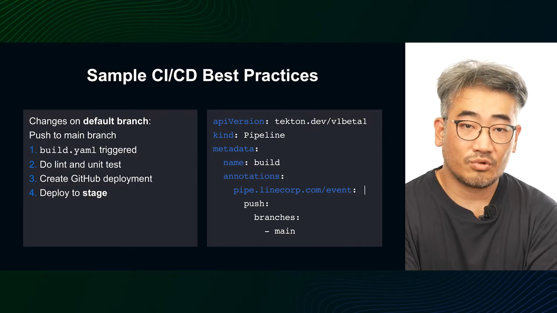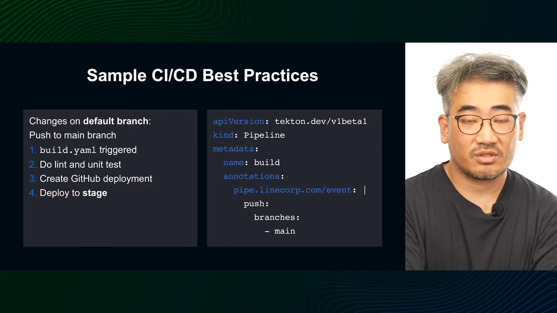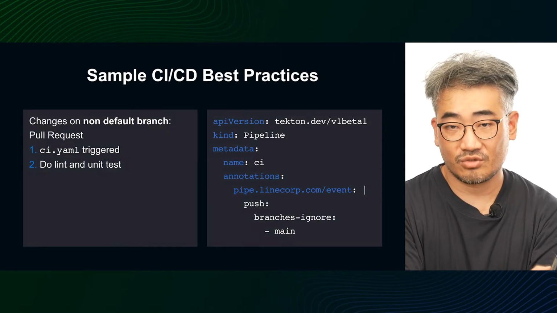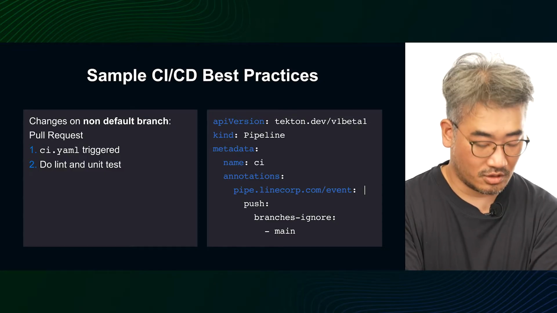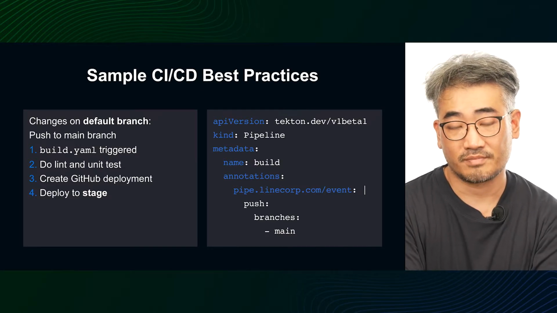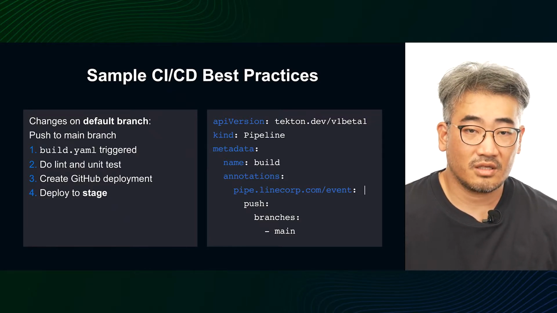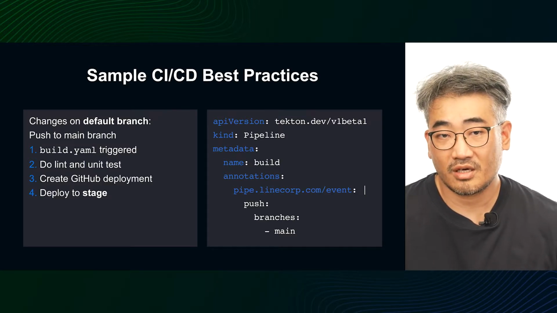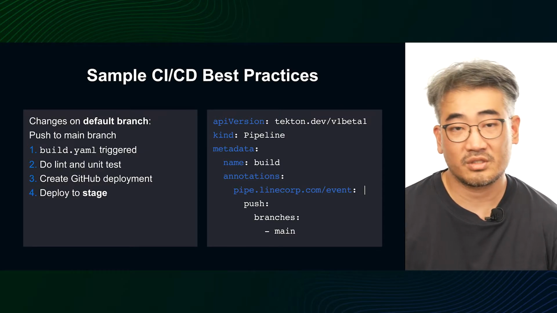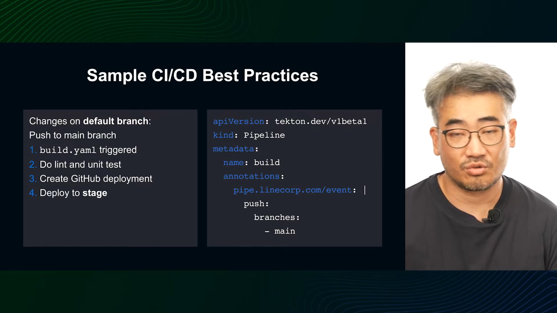Secondly, if there's a change on default branch, you need to do lint and unit test, and you also need to create deployment, and you also have to deploy to stage. So it's different than the first one. So it's not branches ignore, but it's just branches. So it means that there is a change in the main branch and it does the 4 tasks. So we thought that main branch, meaning if there is a change on default branch from build to deployment, we have the up-to-date source codes to run. And we thought that it would be easy to debug. So that's why we provide this as the default setting.